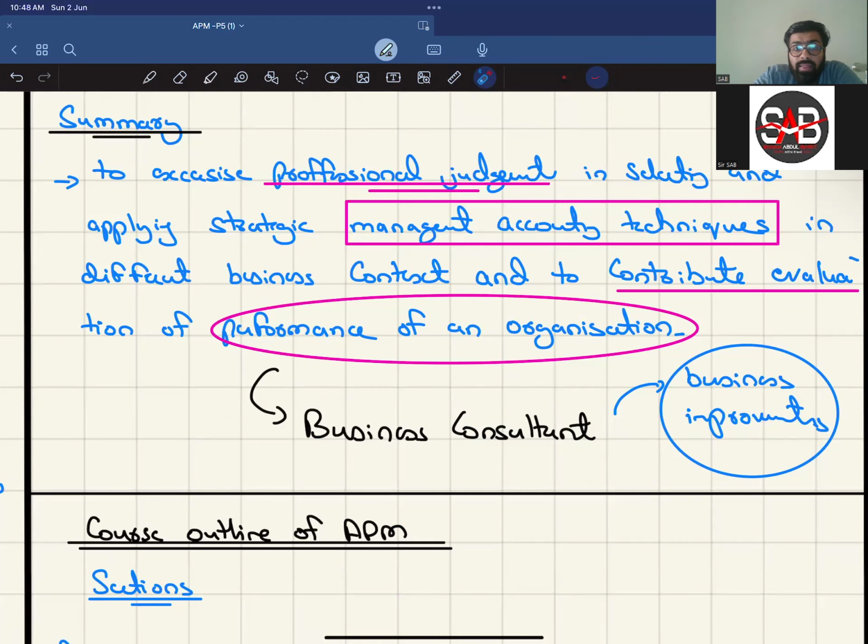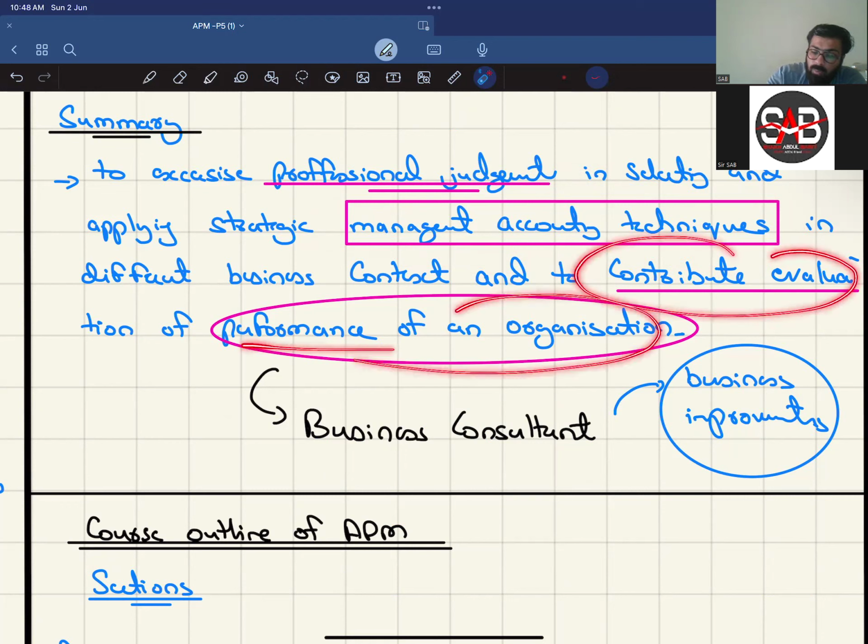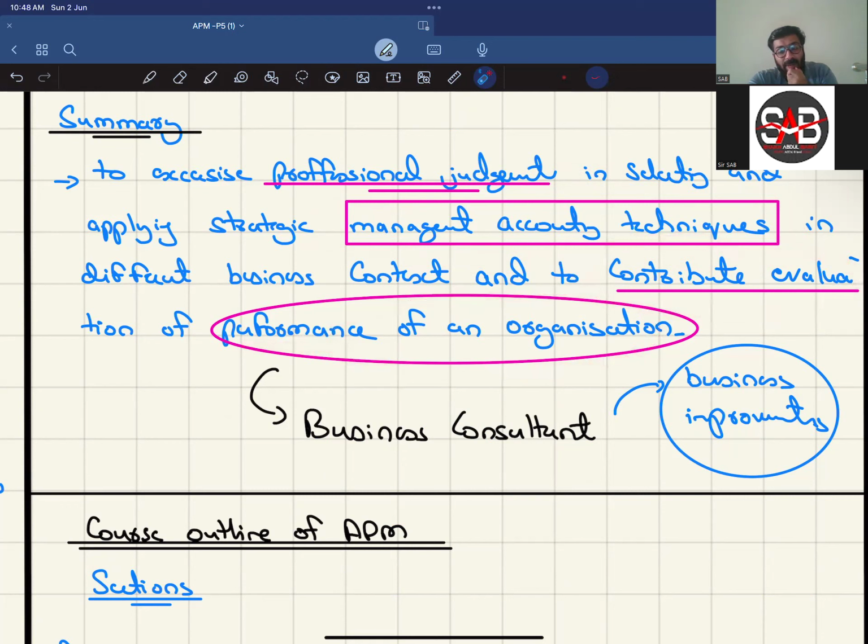But the thing is that you have to exercise professional judgment in this paper, and you have to suggest which management accounting techniques should be followed, and that could be in a different business context, and to contribute evaluation of performance of an organization, right? Now, who does these things? This is basically done by the business consultant, right? This is part of the business consultant.